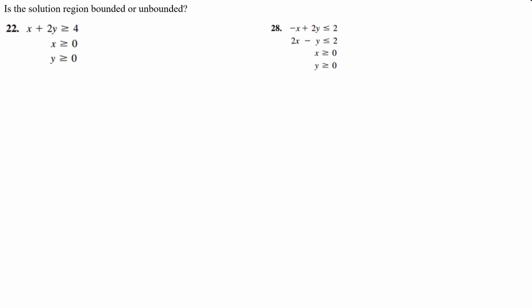What about this one? Now, is the solution region bounded or unbounded? Okay, so what we have to do is, again, we have to graph these. And so both of these have the restrictions in the first quadrant. And so if we solve that, we have 2y is greater than or equal to minus x plus 4, divided by 2. So y is greater than or equal to minus 1/2 x plus 2.